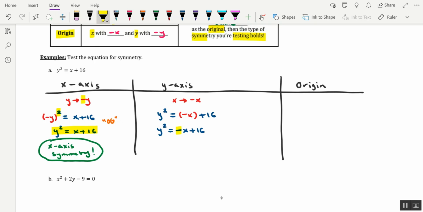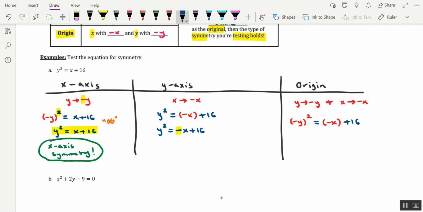Let's check for origin, which of course we have to make two replacements, y with negative y and x with negative x. So we'll go ahead and do the replacements in the equation. So we're going to have negative y quantity squared on the left equaling negative x plus 16 on the right.